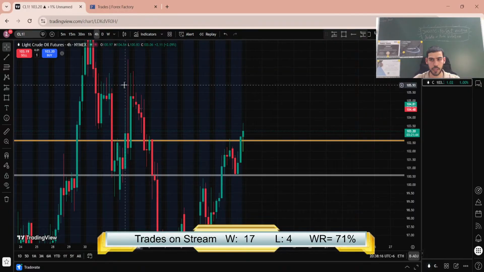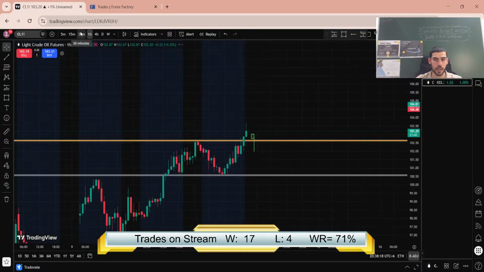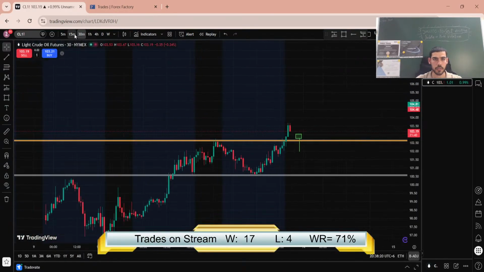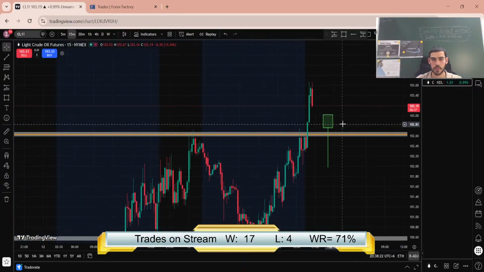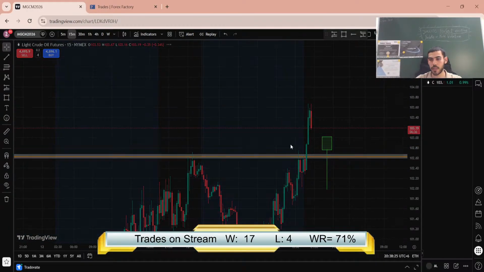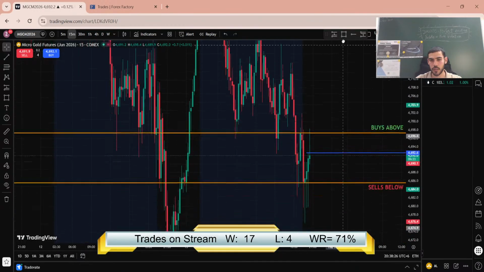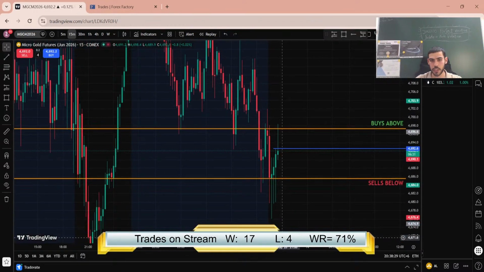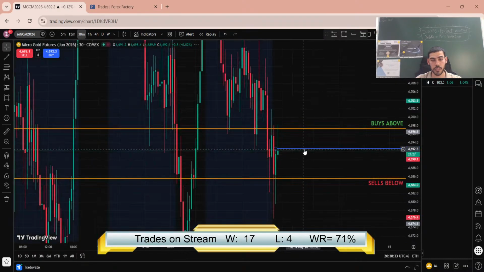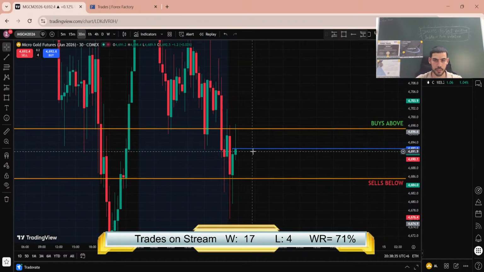So there are 3 green 4-hour candles, also on the 30-minute and the 15. So I would like to see some red candles before I enter buys. Oh wow, look at that rejection there. Look at that rejection right there. Wow, what a rejection.